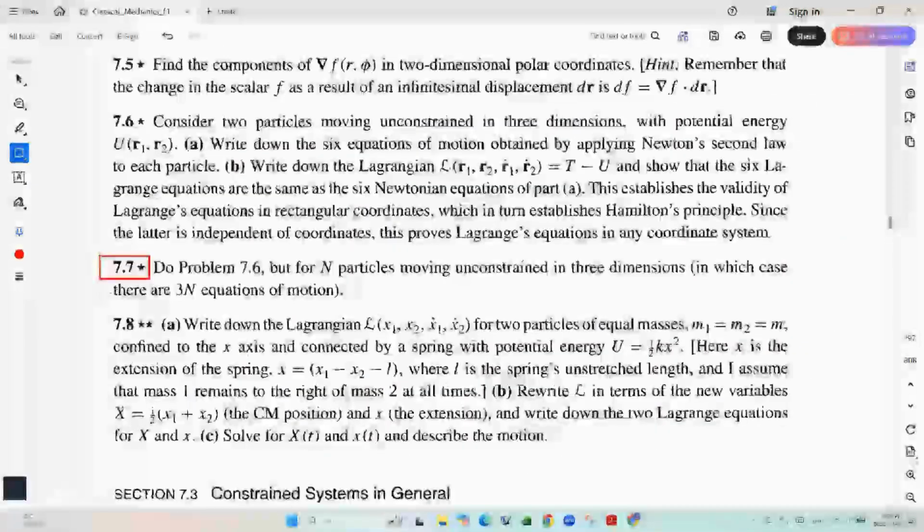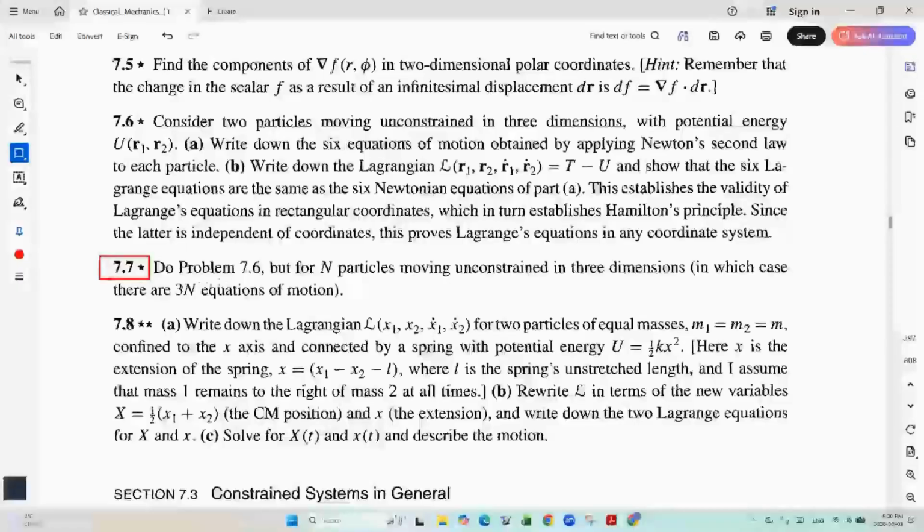Problem 7.7. Do problem 7.6 for n particles moving unconstrained in three dimensions.